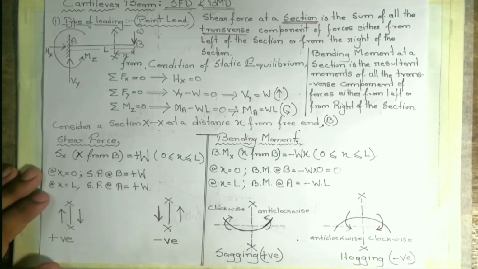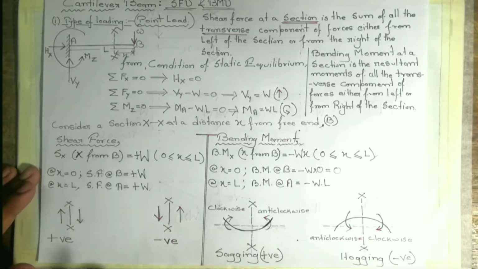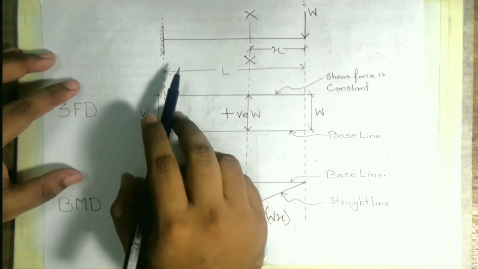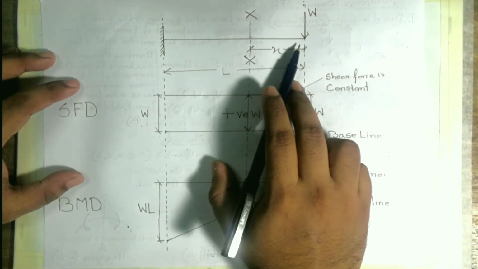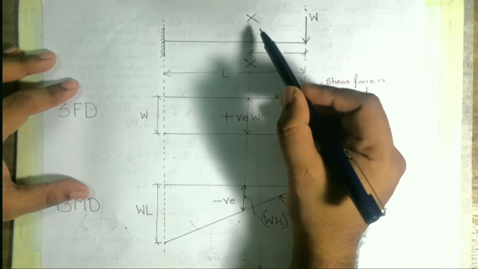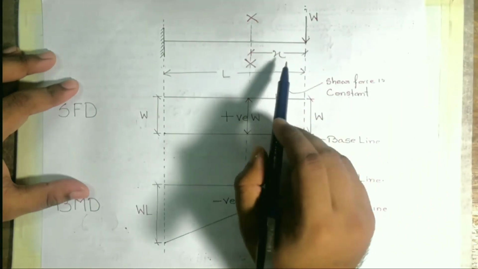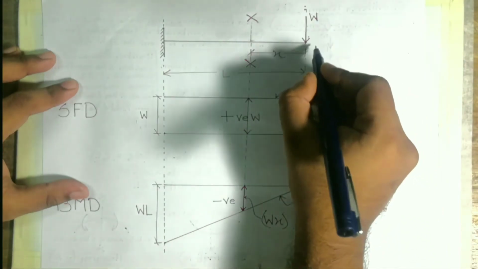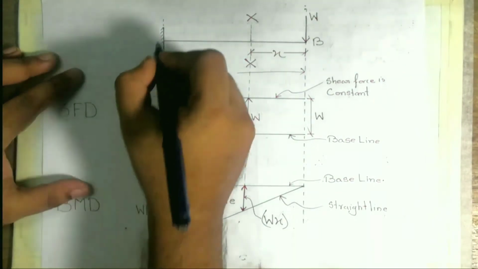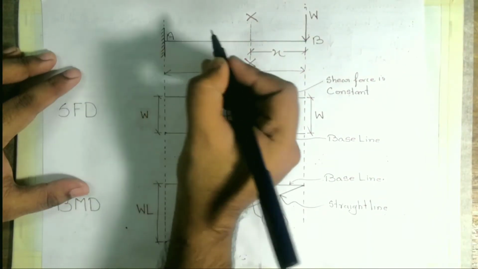Now we are going to plot the shear force and bending moment diagram. Now for the shear force diagram and bending moment diagram, I have already drawn the figure, but let me explain it to you. Say, this is the cantilever beam. W is acting downward. Now we have considered this particular section X at a distance x from the point B, that is from the free end. So consecutively it will become A.